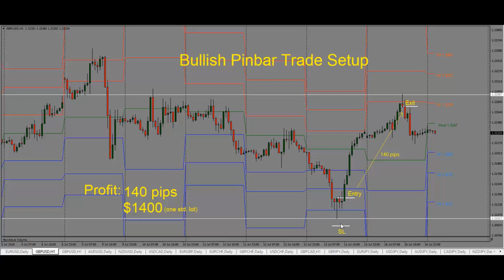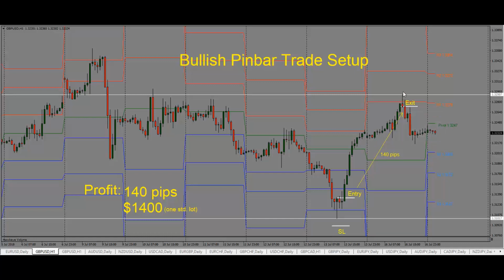So you want to give it a little bit of room below the pin in case price comes and tests the support level once again. So we enter the trade long, and here as we can see, price is just moving up here, all green candles, so we can just stay with the trade.